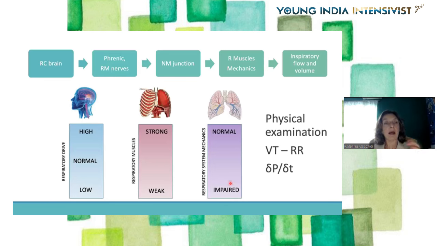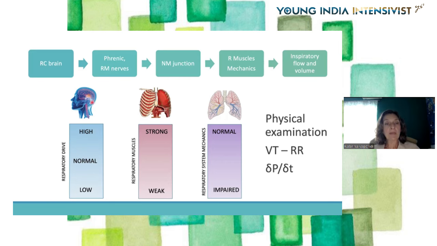So I will try to give you some practical examples. So we have the respiratory center in the brain, and the signal is transferred to the phrenic nerve and the respiratory muscle nerves, and the neuromuscular junction, and then to the muscles and the mechanics that will be moved to be translated into a signal.